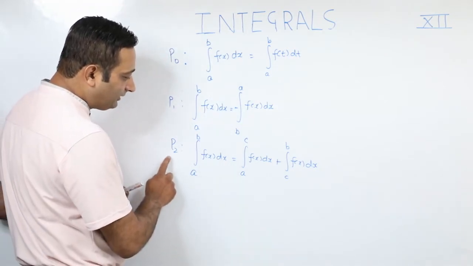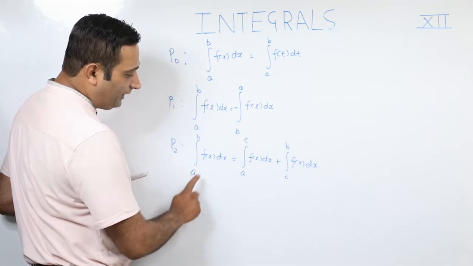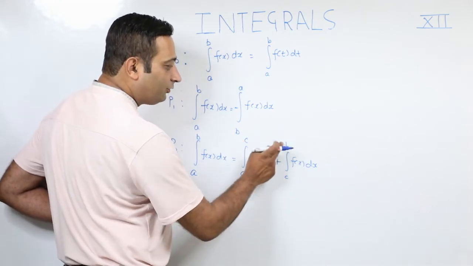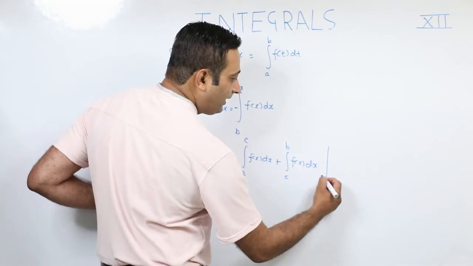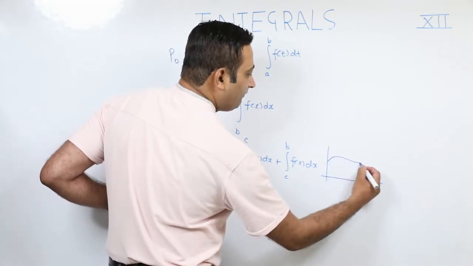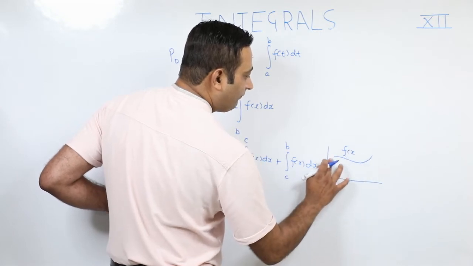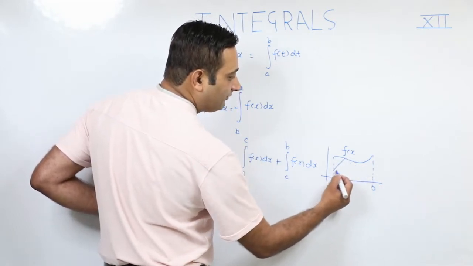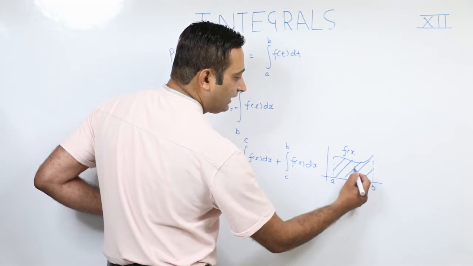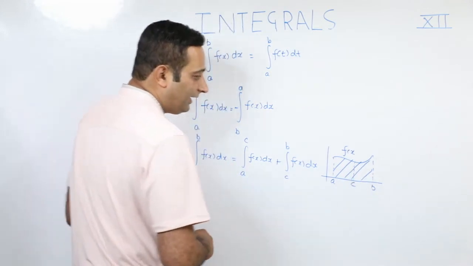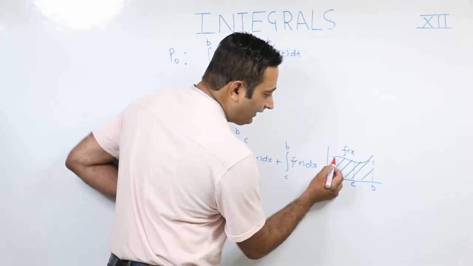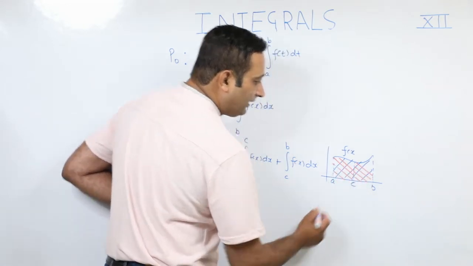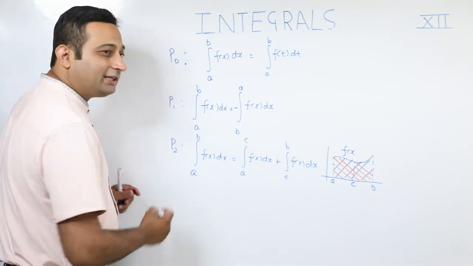Now in the third property, that is the P2 property, we have the integral a to b f of x dx. We can split this in the form a to c f of x dx plus c to b f of x dx. Let me explain through some graphical calculation. We have this function f of x, and we want to find its integral from a to b. That means this area, this is our shaded area. Now if there is some point c inside a and b, we can calculate the area first from a to c and then from c to b. We'll get the same area which was calculated on the left hand side.